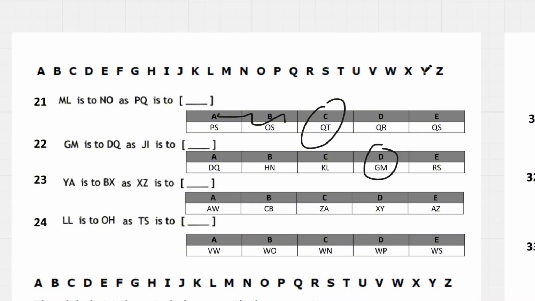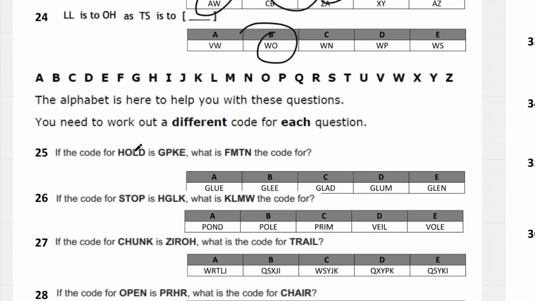23, Y to B, add 3, X plus 3 is 1, 2, 3, it's going to be A at the beginning, cross these out, and then A to X minus 3, Z minus 3 is going to be 1, 2, 3, which is going to be AW. And then 24, L to O, add 3, T, add 3 is going to be W, which is all of them. Then L to H is going to be minus 4. S minus 4 is going to be 2, 4, which is going to be W, O. We get B.